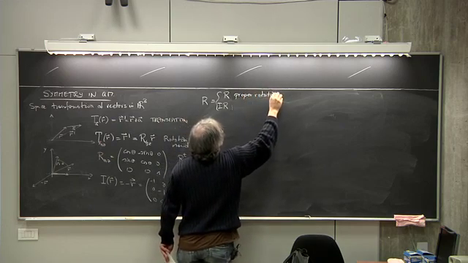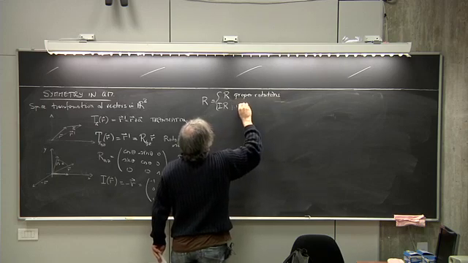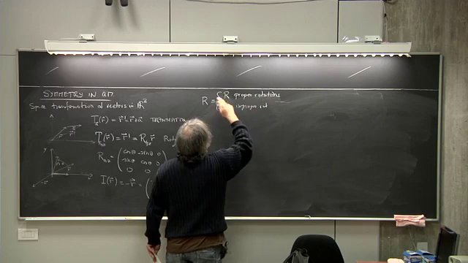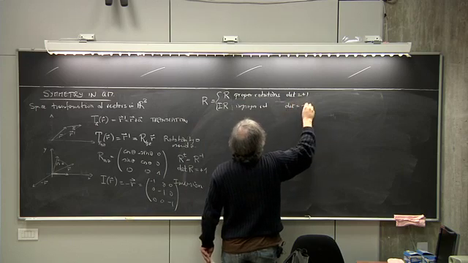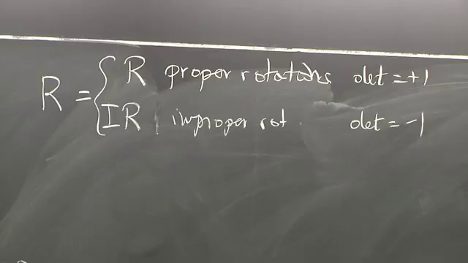And these are called improper rotations. The difference is that this has determinant equal to plus 1, and this has determinant equal to minus 1. Okay? So I will unify both into just one thing.